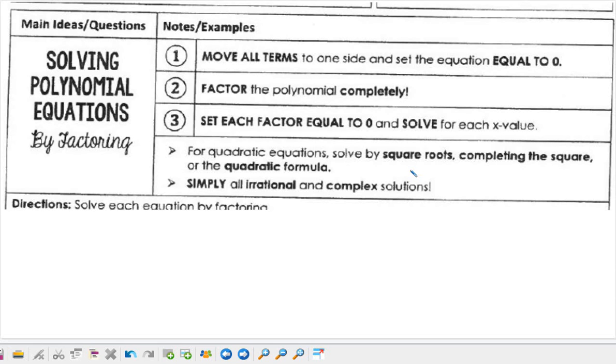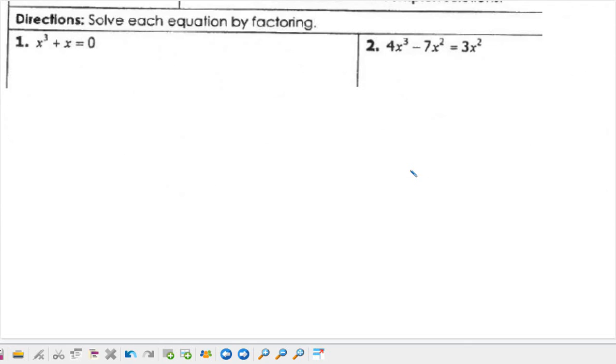All right, so let's go ahead and move on to solving because we're going to practice factoring within solving. Okay, so basically solving is the same thing. Move everything to one side, factor, and then set each factor equal to 0 and solve for x. Okay, so number 1. So this is not a sum of perfect cubes because this x is not a perfect cube. So my next go-to would be look for a GCF. So I'm going to factor out an x. So I get x squared plus 1 is equal to 0.